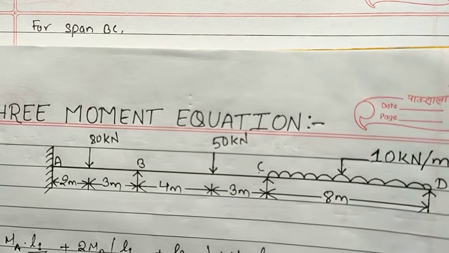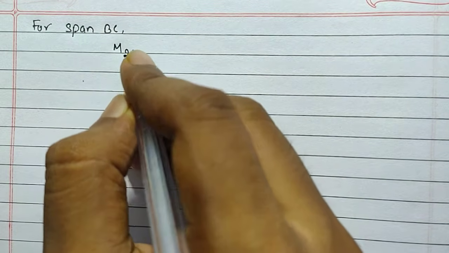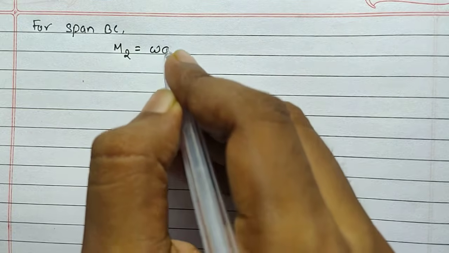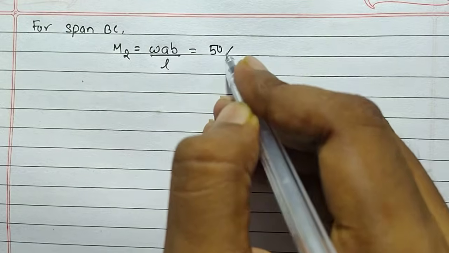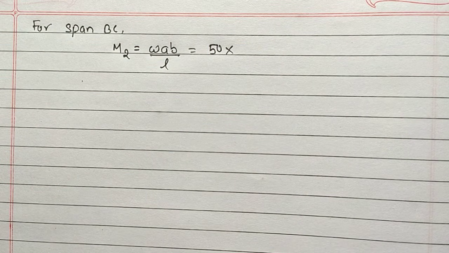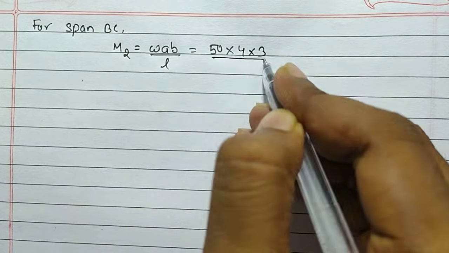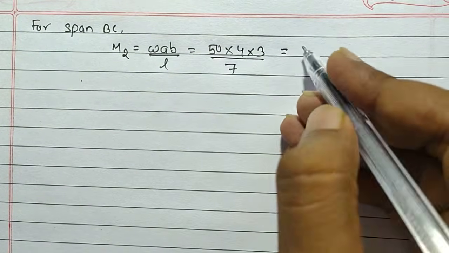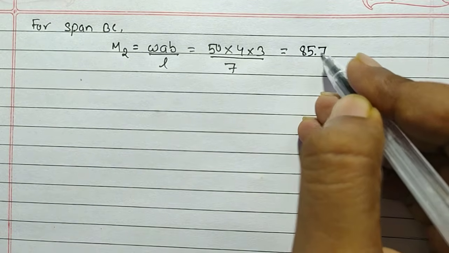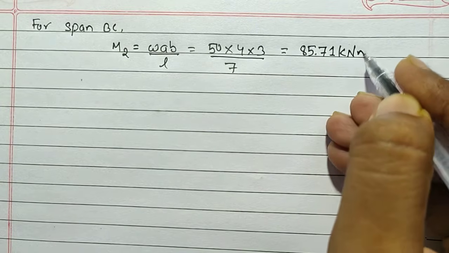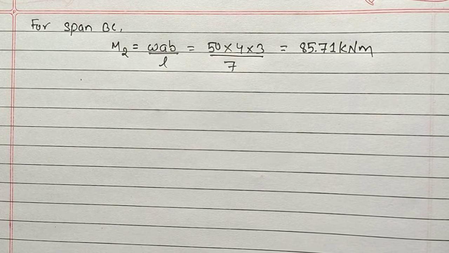So we will again find the moment here, and for finding the moment we will write M2 equals to W a b upon L, and the loading is 50 kilonewton. So 50 into a b, a is 4 and b is 3 meter, so 4 into 3 by span is 7 meter. On solving, we will have the value of moment as 85.71 kilonewton meter.